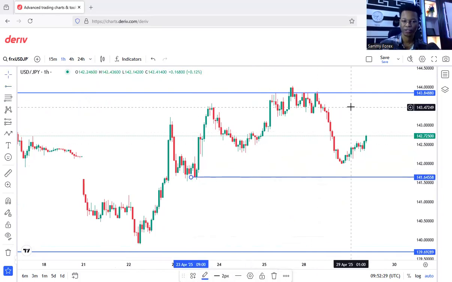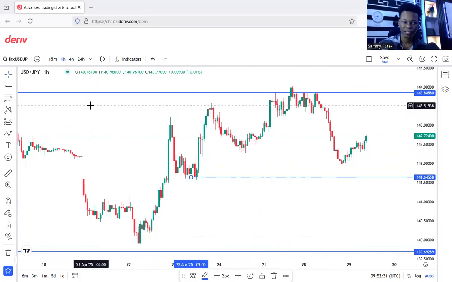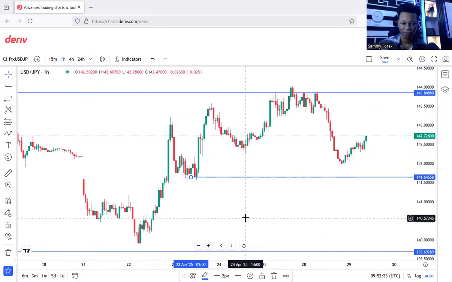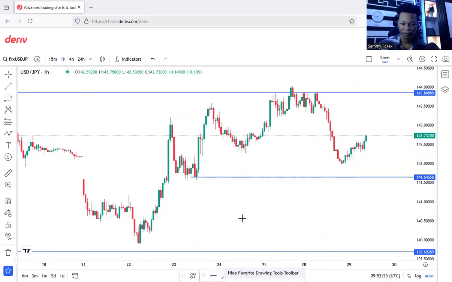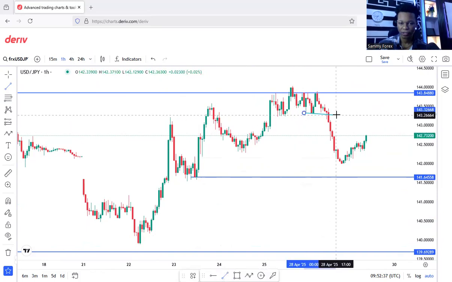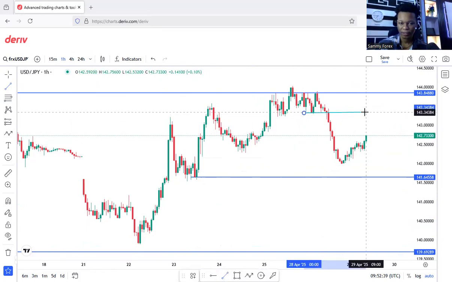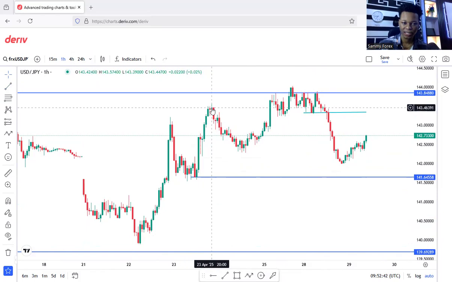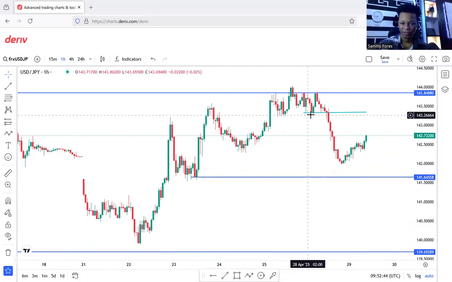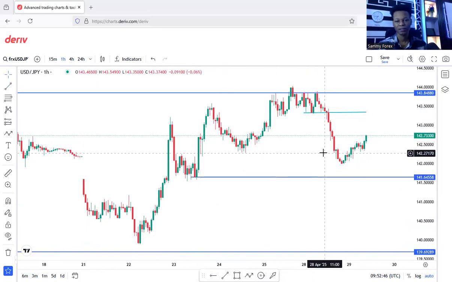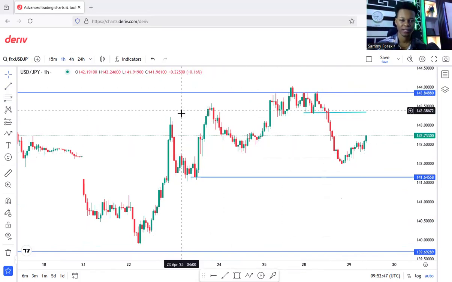So if you got up to this level that it broke from, which is at this shoulder level here, you see it just starts selling. So that is just it. Pay attention.